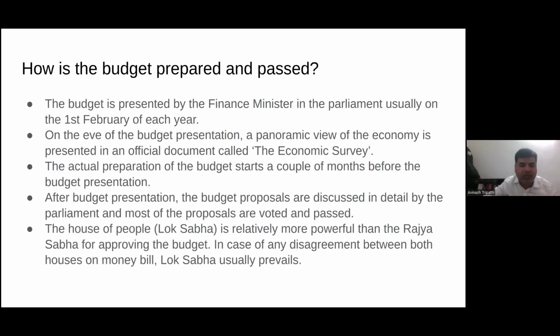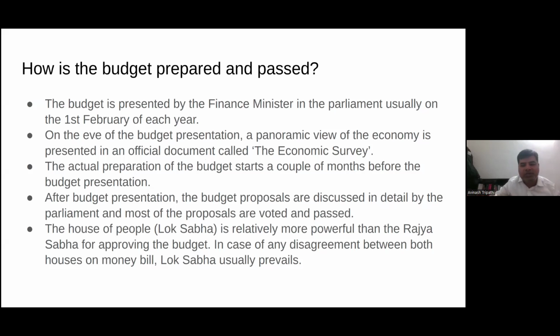So every year on the first of February you have this presentation. The finance minister goes to the parliament and lays down a number of proposals that, looking at the coming year, we have to impose certain taxes. That is number one. And once we are getting whatever proceeds we are getting, we need to spend on such and such accounting head. Okay. So this ritual is repeated every year. On the eve of the budget presentation, a panoramic view of the economy is presented in an official document called the economic survey. Okay, so let us say that budget is going to be presented tomorrow.